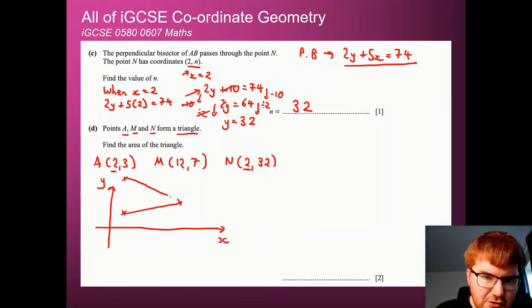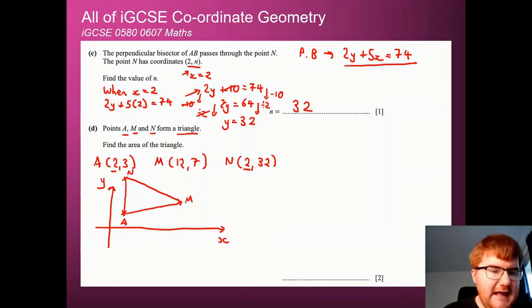So we get a triangle. What's crucial here, and the first thing I notice in this question, this is A, this is N, this is M. This is a straight line upwards, which is going to make our life a lot easier actually calculating the area.